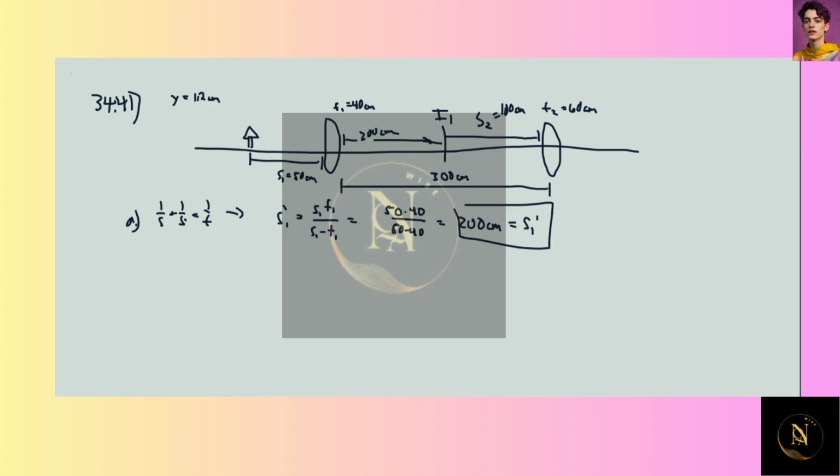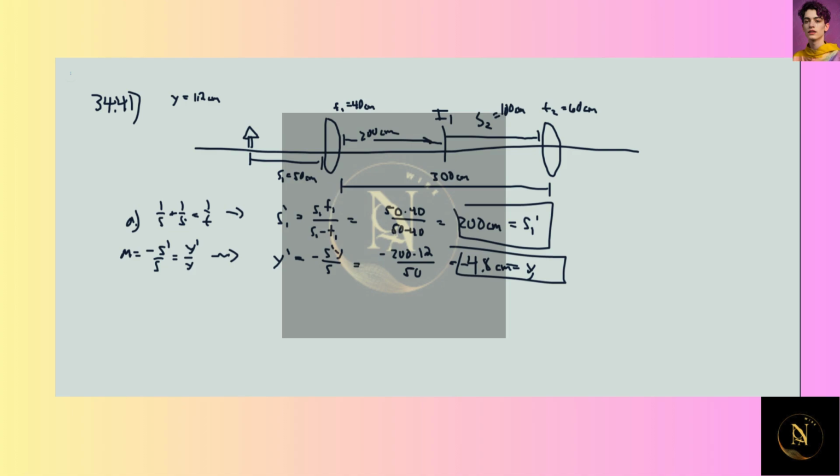Now we need to figure out the height. We know that the magnification is negative S prime over S, but this is also Y prime over Y. From this, we can solve for Y prime being negative S prime Y over S. So this is negative 200 times 1.2 all over 50. This becomes negative 4.8 centimeters, or 4.8 centimeters tall.